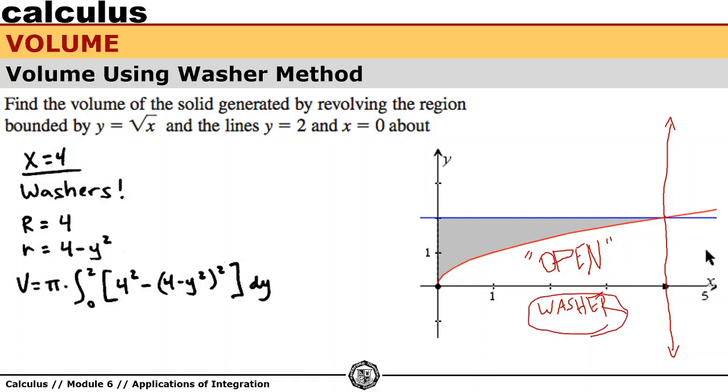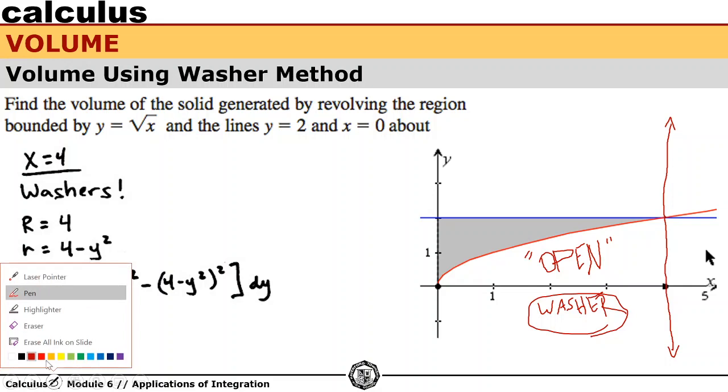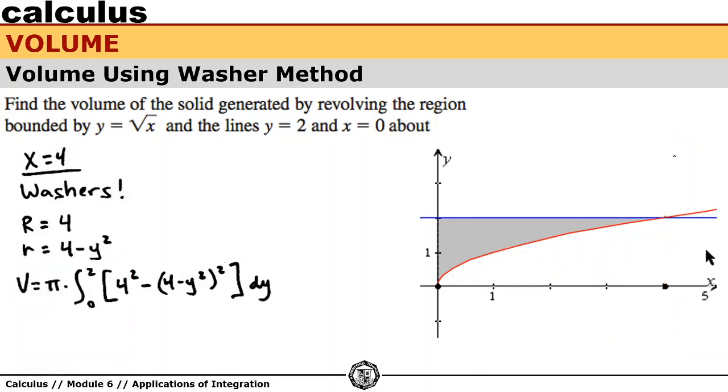If you took this shape and spun it around, it's going to create something like an upside down bowl. So big R to get this going here. If you're going to go around the line x equals 4, let me just redraw this real quick. The outer radius is going to be the distance from 4 all the way back to the inner edge here.